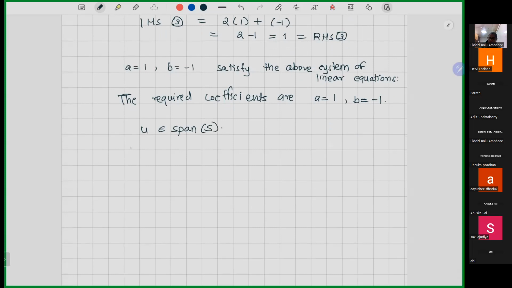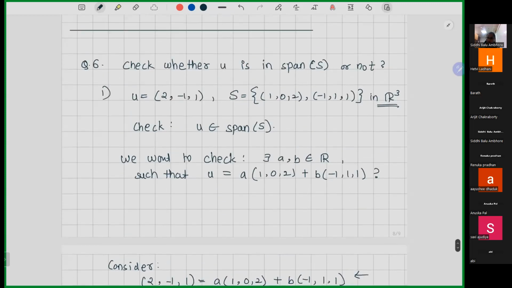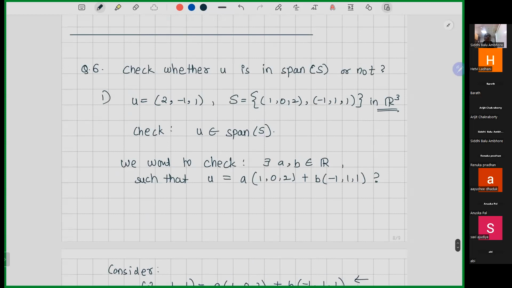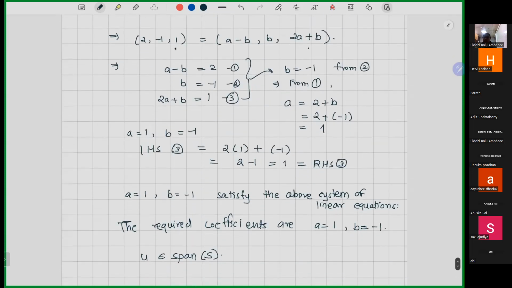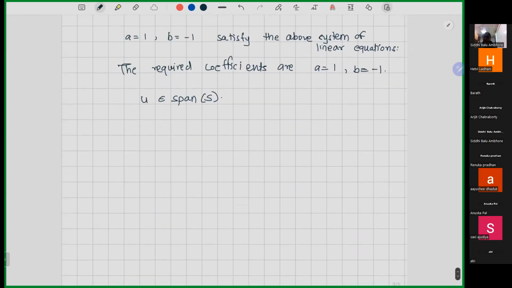So that means the vector u is in the span of this two-element set S. Any doubt here? Like how we got this, or how is this happening? Any kind of doubt? Or why we check this third equation when we already have the values of a and b just by the first two equations? No doubts. Okay.